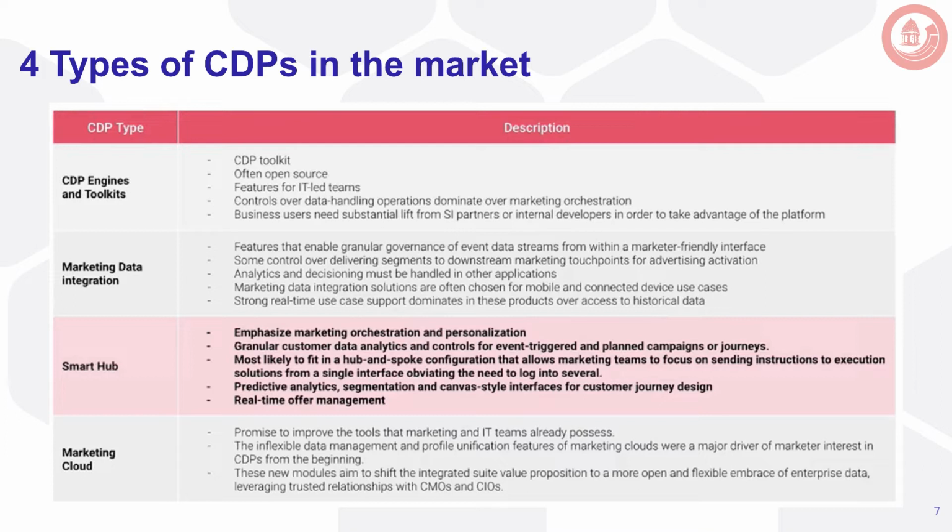And the last one is Marketing Cloud. Marketing Cloud has somewhat inflexible data management, and also profile unification is not that strong. Although it is there, it is not that strong if you are comparing it with Smart Hub. And that is what we get in CDP, or to be very precise, Smart Hub. So in Smart Hub, all this information is in one single package. So now we understand the available CDP types and the differences among those types.